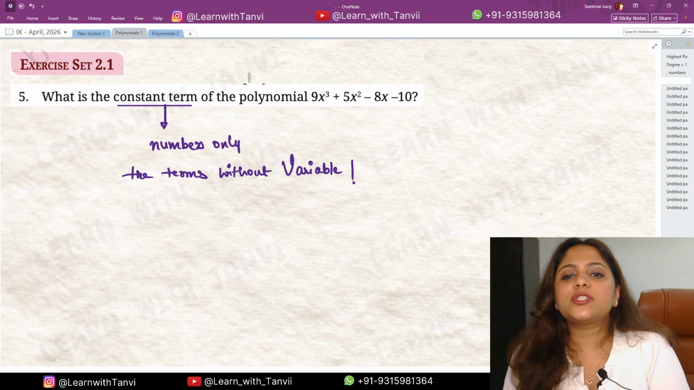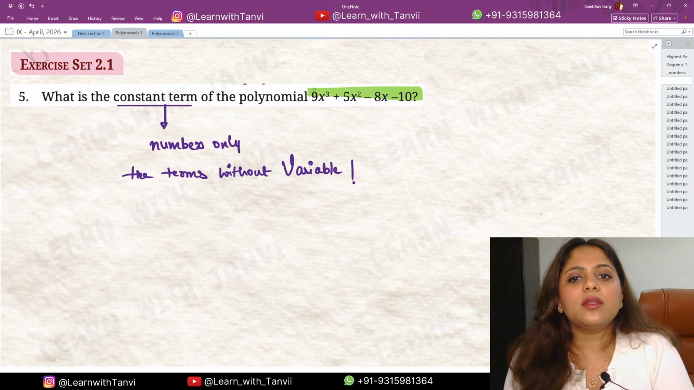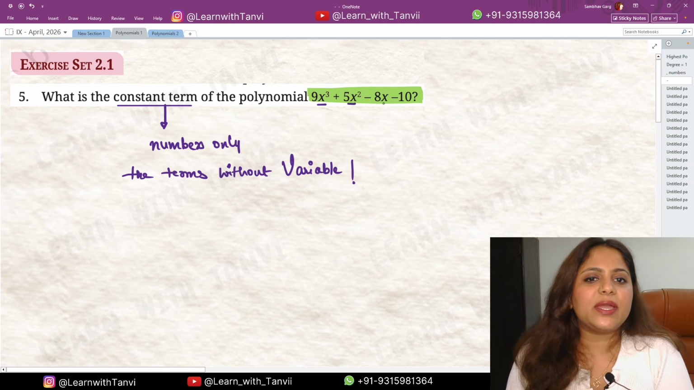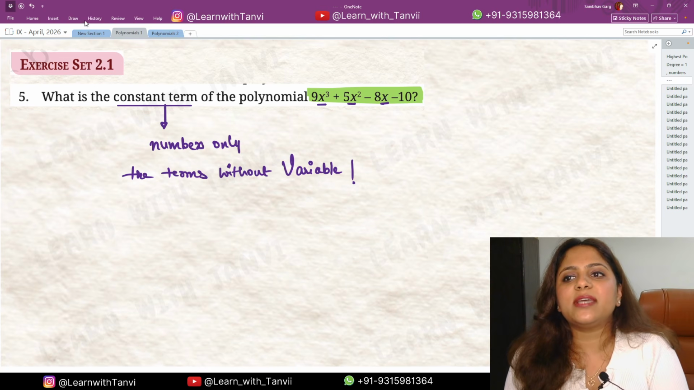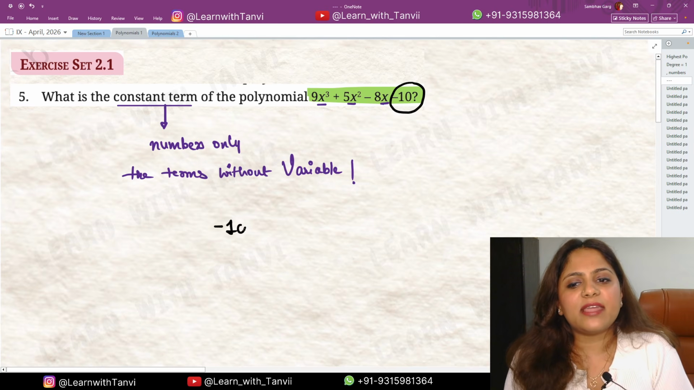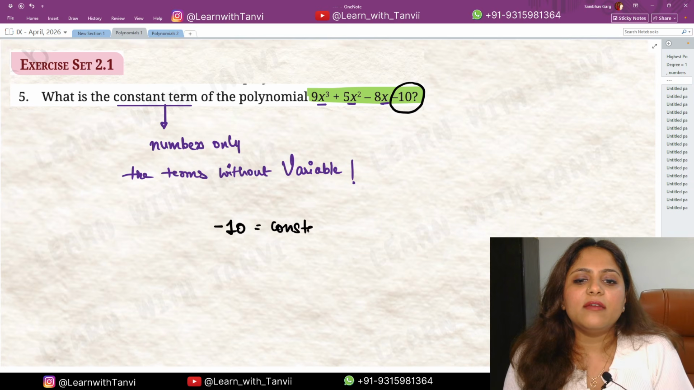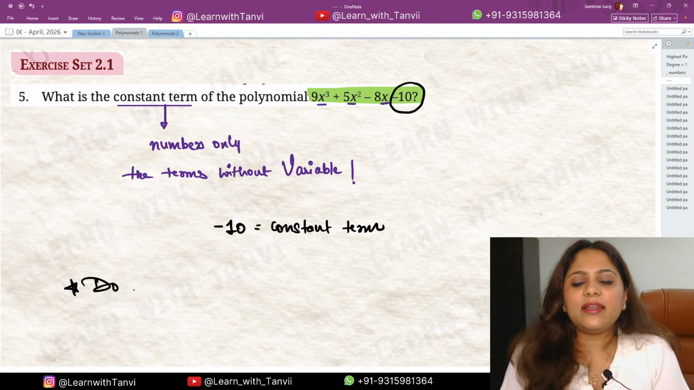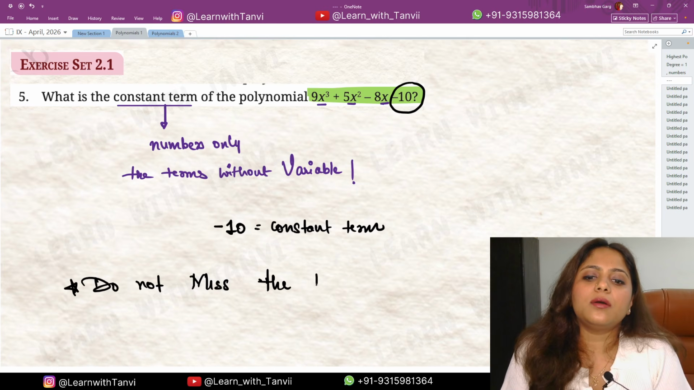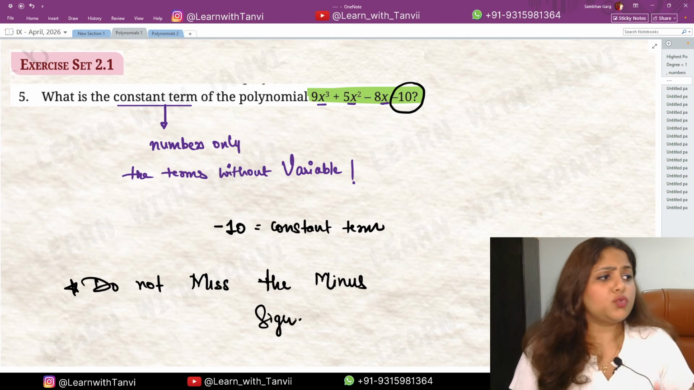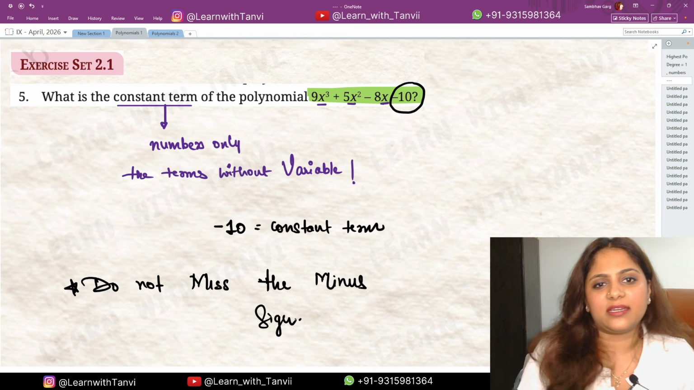So if you see this polynomial right here, the first one also has a variable of x cube. This is x square, this is x. And if you notice that only one term is right here, that is minus 10, which does not have any variable. So this is my constant term. And again, I will write this again. Do not miss the minus sign. This is the biggest mistake students make. Jaldbazi mein they miss the minus sign.